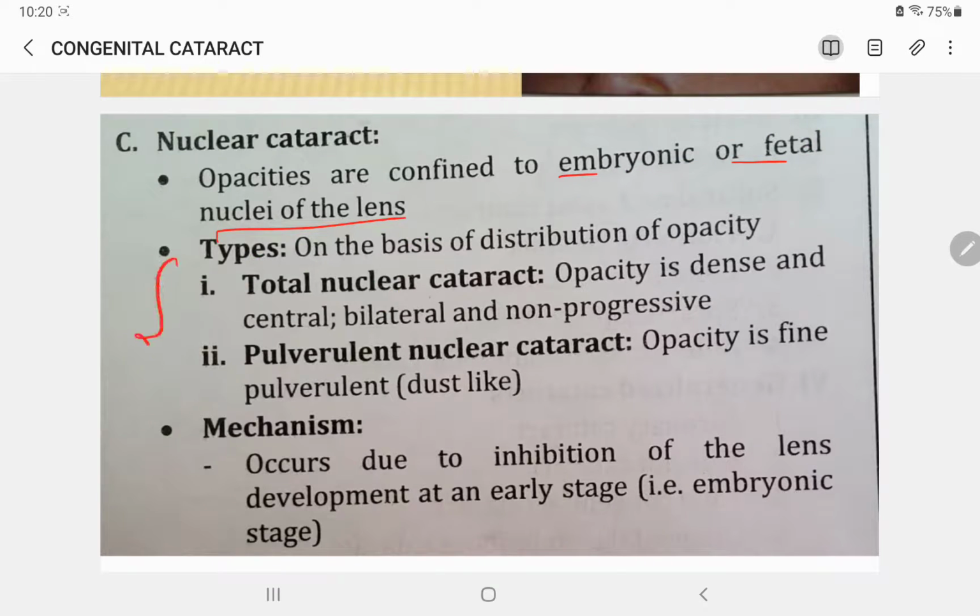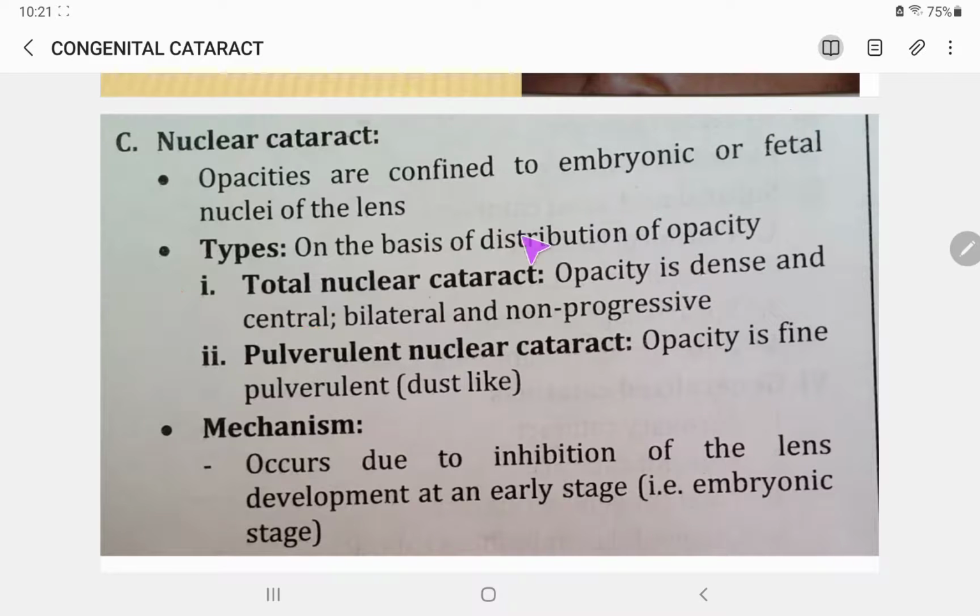There are two types of nuclear cataract, on the basis of the distribution of the opacity. Total nuclear cataract means the opacity totally covers the lens. The opacity is dense and central. This is the lens and this is the opacity. It is bilateral, in the other eye as well, and non-progressive.